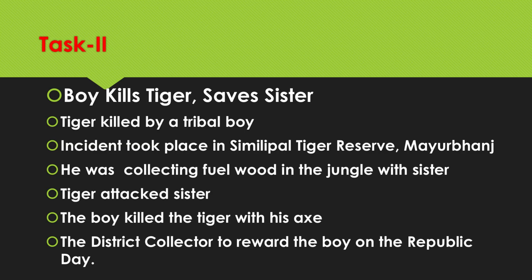Here is one more. Yes, let me read out the outlines first and let me expand it once again to a complete newspaper report. This is a very interesting news item. Boy kills tiger, saves sister. Then the points have been given like this: tiger killed by a tribal boy. Incident took place in Similipal Reserve, Mayurbhanj. He was collecting fuel wood in the jungle with sister. Tiger attacked sister. Boy killed the tiger with his axe. The district collector to reward the boy on Republic Day.